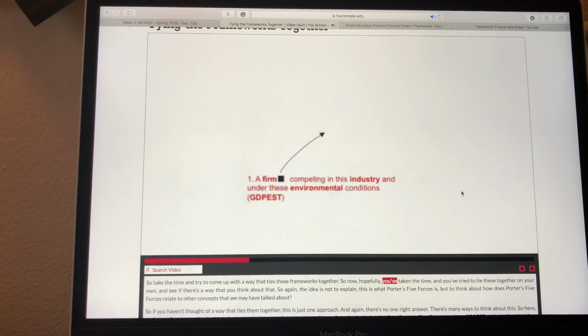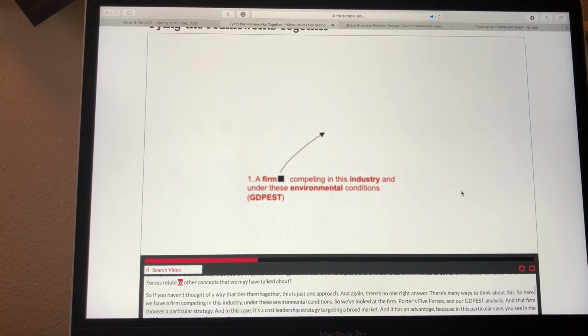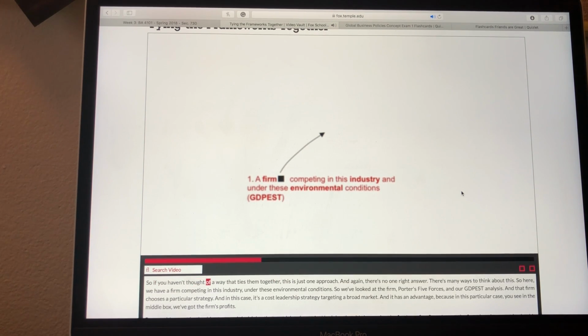Okay, so now hopefully you've taken the time and you've tried to tie these together on your own and see if there's a way that you think about them. So again, the idea is not to explain this is what Porter's 5 forces is, but to think about how does Porter's 5 forces relate to other concepts that we may have talked about. All right, so if you haven't thought of a way that ties them together, this is just one approach. And again, there is no one right answer. There's many ways to think about this.